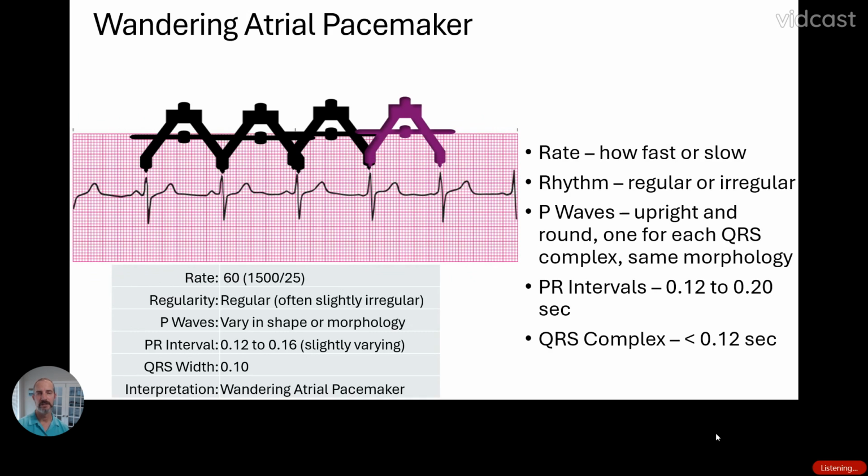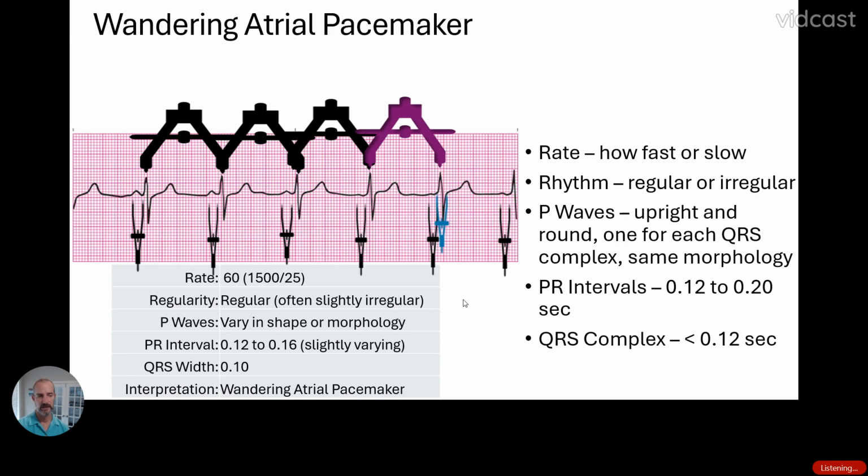And then you do have P waves that are varying in shape, and that's what distinguishes this rhythm from a sinus rhythm. If you look at these P waves here, they're nice and round and upright. And then you have P waves that are starting to flatten out and carry a different morphology than the ones at the beginning of the complex. So we have a wandering atrial pacemaker. And if we measure our PR intervals, they vary as well, which is a common characteristic of these wandering atrial pacemaker rhythms. Our QRS width is not wide.